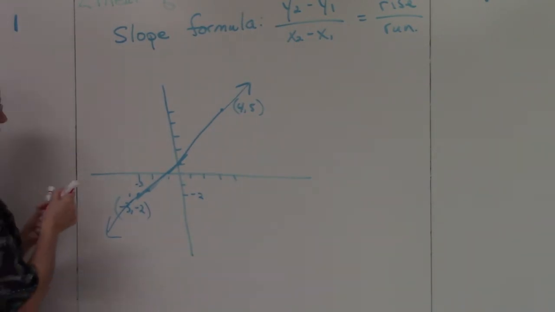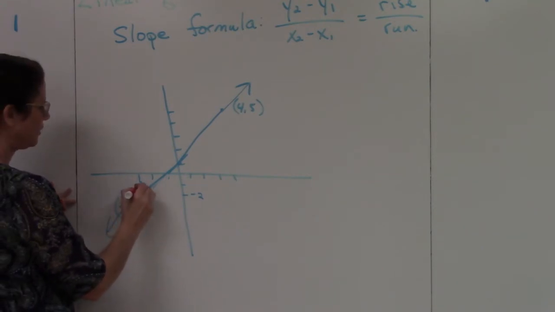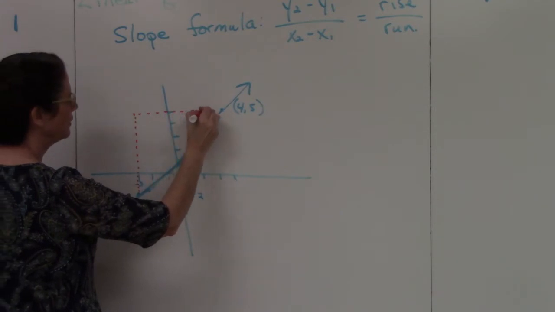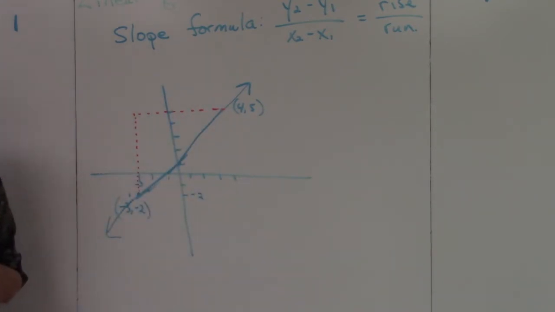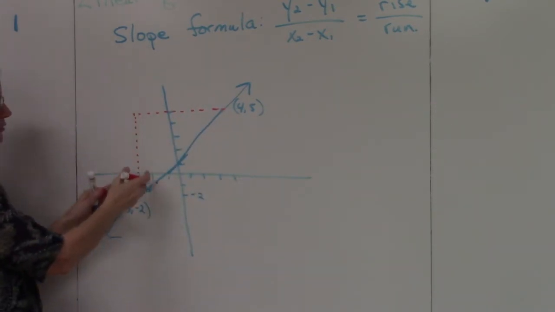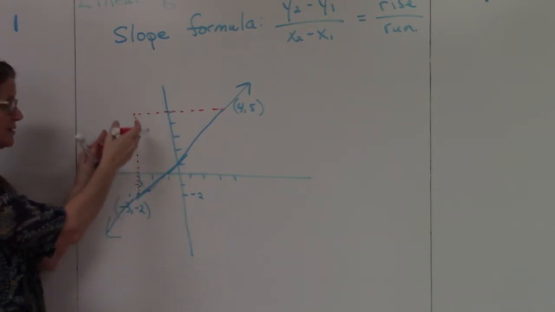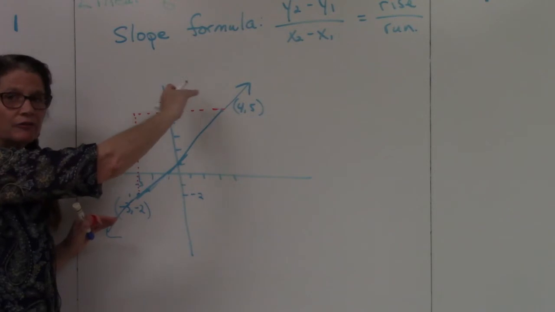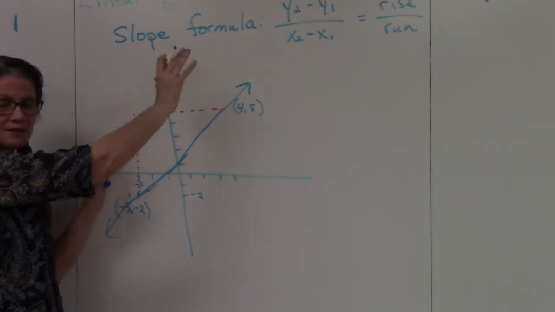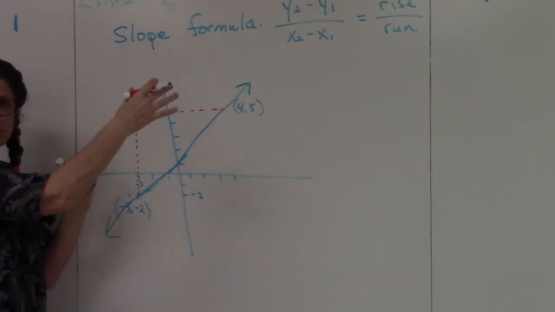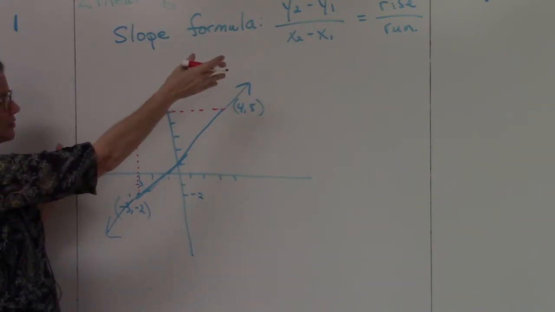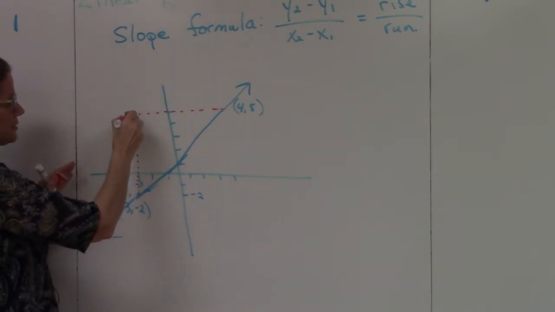What you notice is between the 2 points, I can create a right triangle. What this right triangle does is it shows the rise over the run. In other words, how far up it goes and how far over it goes. That's my slope. That's the average amount of change that I'm seeing across this line. So when I'm looking for the slope, I'm looking for the rise and the run.